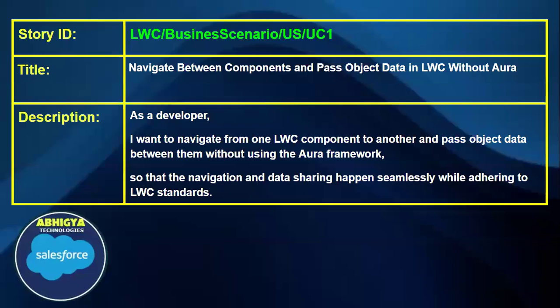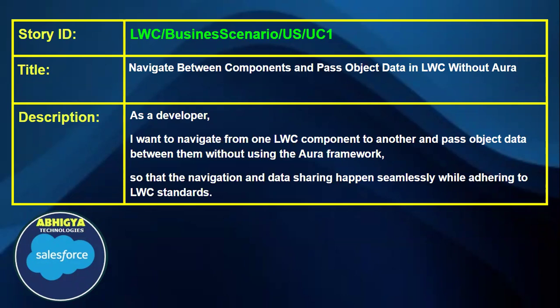Here we have two components, for example component A and component B. When I give some data in component A, I need to pass that data to component B. At a time I want to pass the object data, meaning a couple of fields of data. The main point is to do this without using the Aura component. Without using the Aura component, we need to pass it from one component to another component.